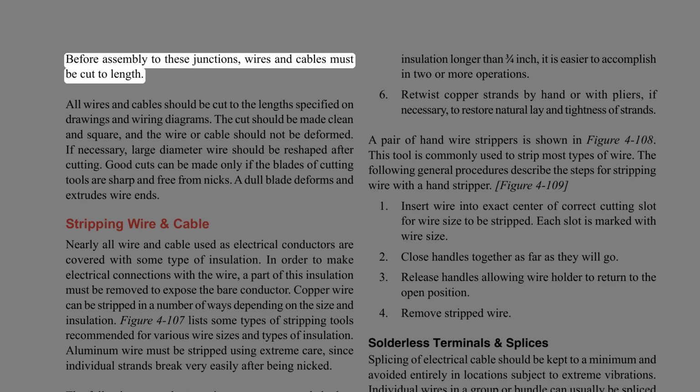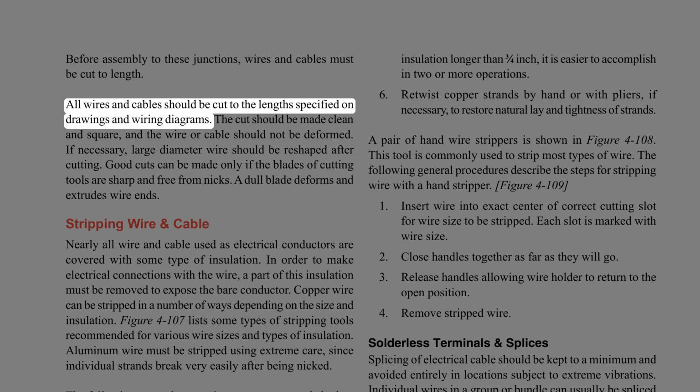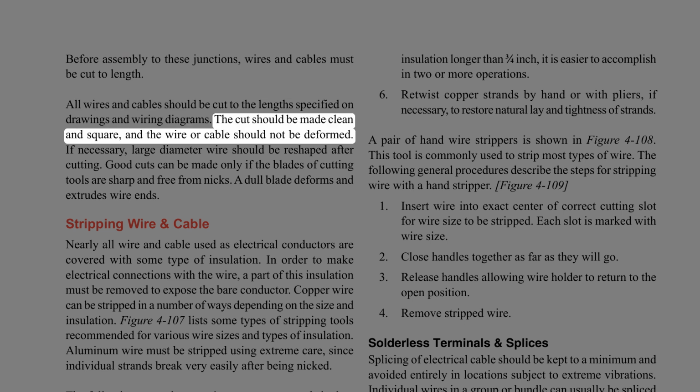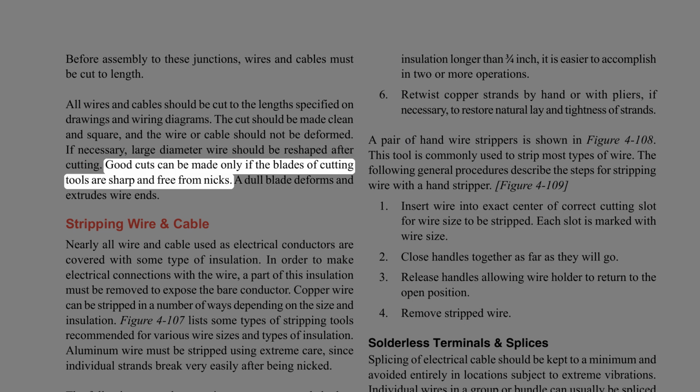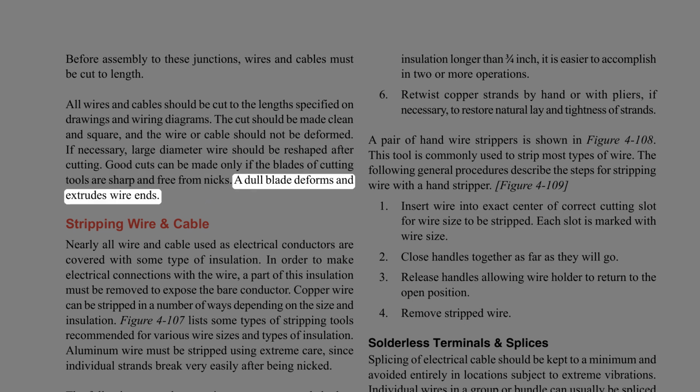Before assembly to these junctions, wires and cables must be cut to length. All wires and cables should be cut to the lengths specified on drawings and wiring diagrams. The cut should be made clean and square, and the wire or cable should not be deformed. If necessary, large diameter wire should be reshaped after cutting. Good cuts can be made only if the blades of cutting tools are sharp and free from nicks. A dull blade deforms and extrudes wire ends.